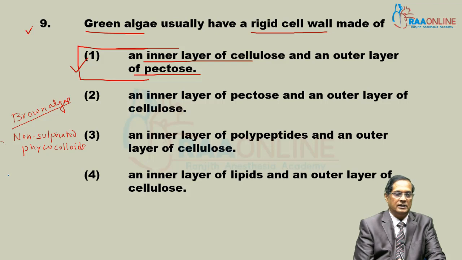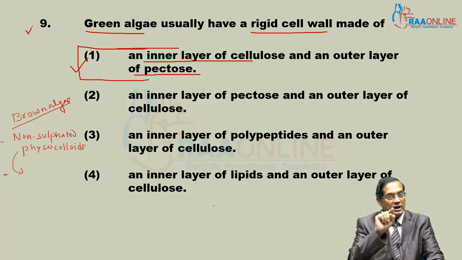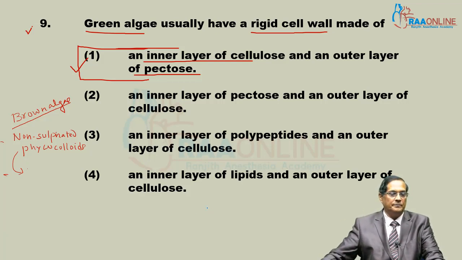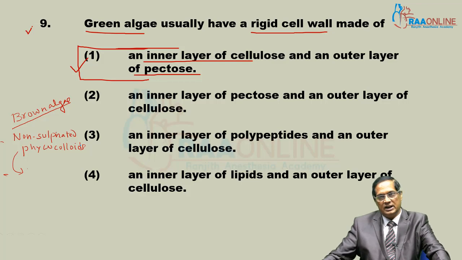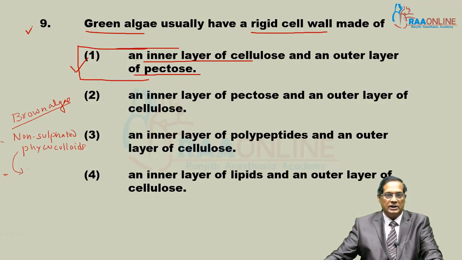Whereas in red algae, instead of non-sulfated, sulfated phycocolloids are there on their outer wall. Whereas in green algae, the outer wall is pectin plus cellulose. In brown algae, non-sulfated phycocolloid plus cellulose. Red algae, sulfated phycocolloid plus cellulose. The cellulosic layer is common in all, that is the inner wall. So here the answer is already given, that is the first one.